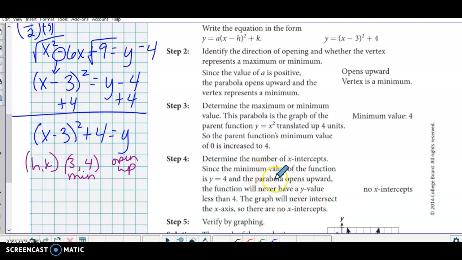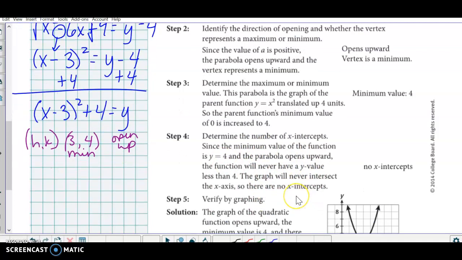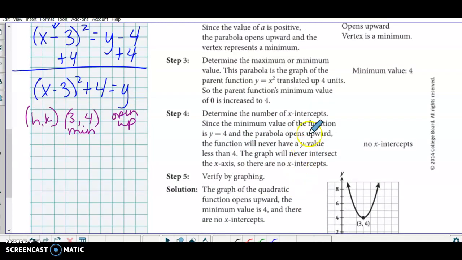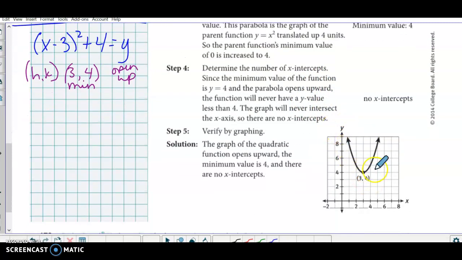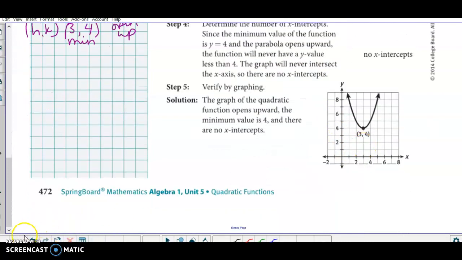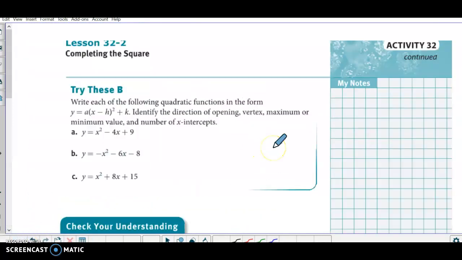If you look right here at number 4, determine the number of x-intercepts. Since the minimum value of the function is y equals 4 and it opens up, we know that it's not going to touch. We could even sketch it if we wanted. So you can, in fact, create an HK format of this. So if you want to pause me, actually, I'll do letter A with you, and then if you want to try B and C.